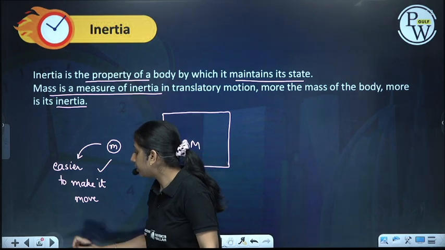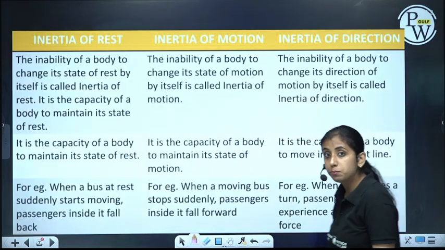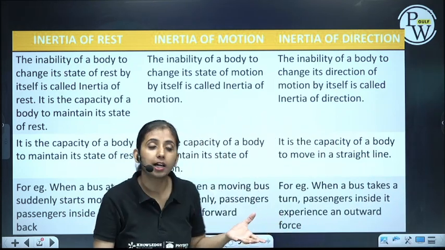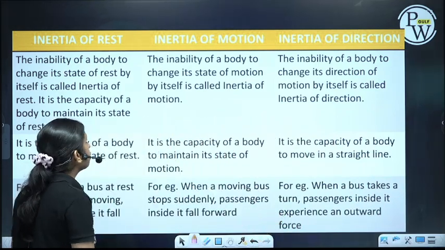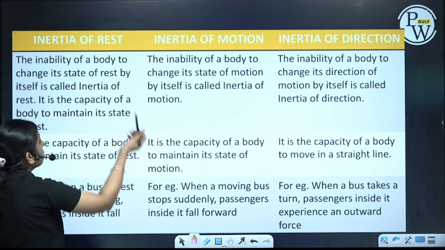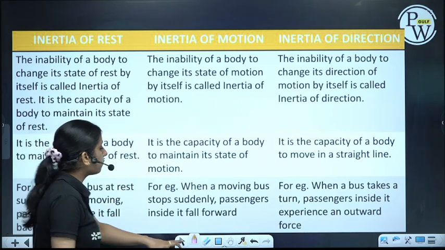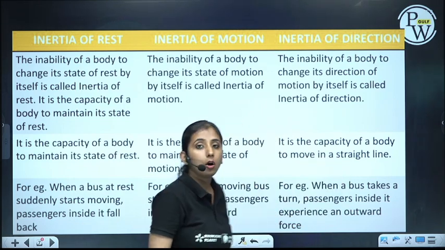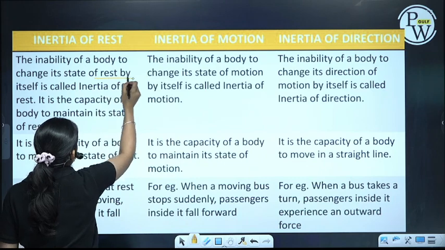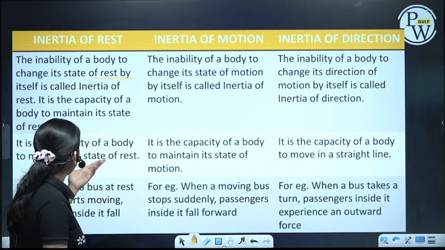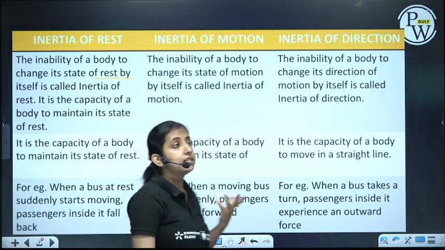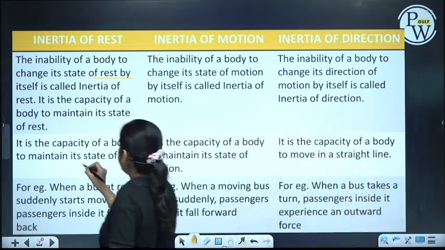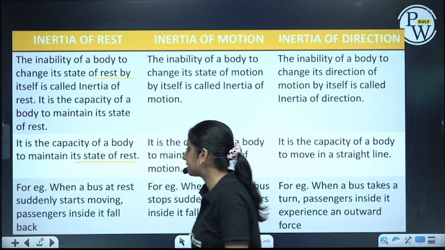Now inertia is divided into three types: inertia of rest, inertia of motion, and inertia of direction. Let us see inertia of rest. It is the inability of a body to change its state of rest by itself, or we can also say it is the capacity of the body to maintain its state of rest.